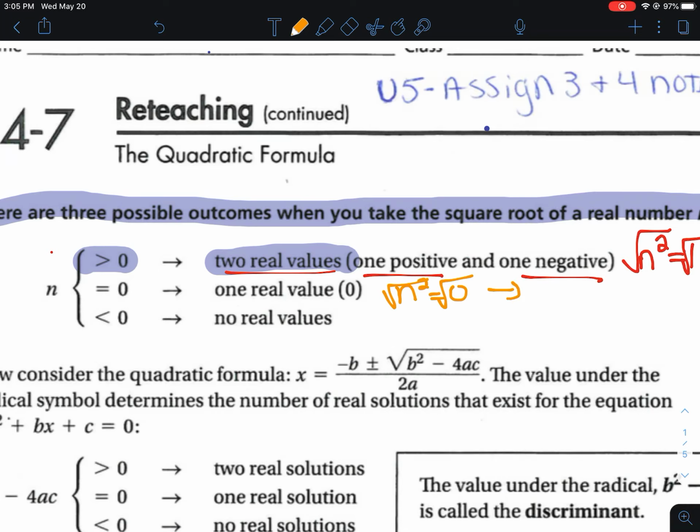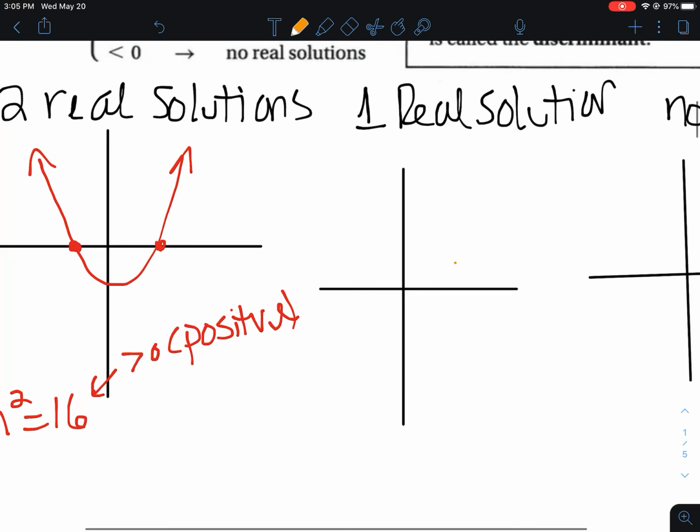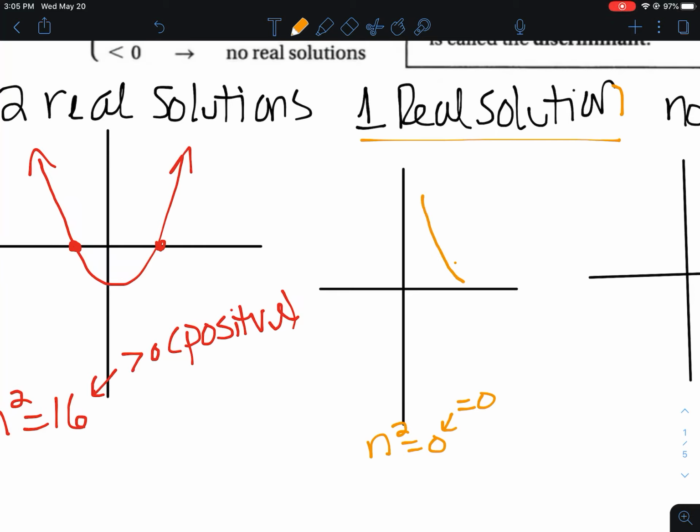There's only one 0, right? So our answer is just n equals 0, and that's why when it's equal to 0, we only get one real value, okay? So if n is equal to 0, then we get one real solution.